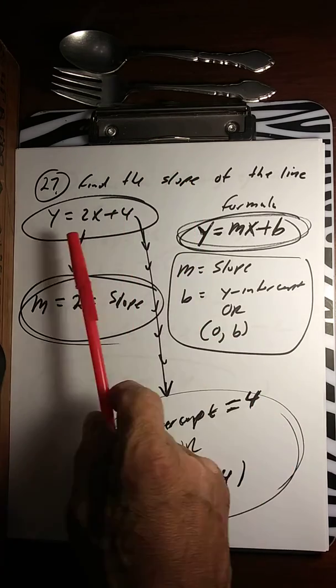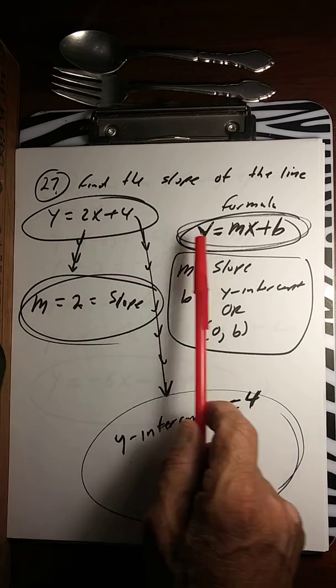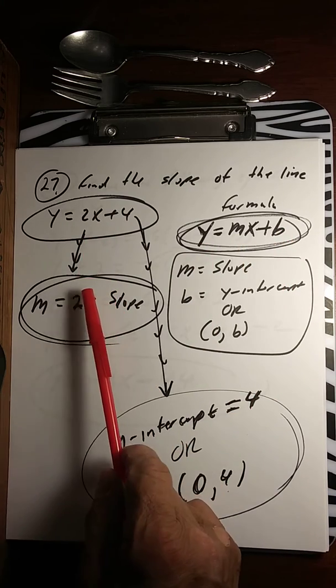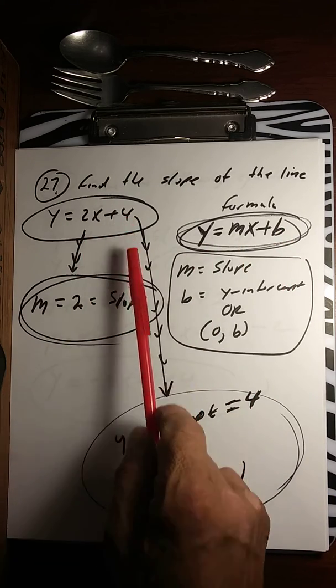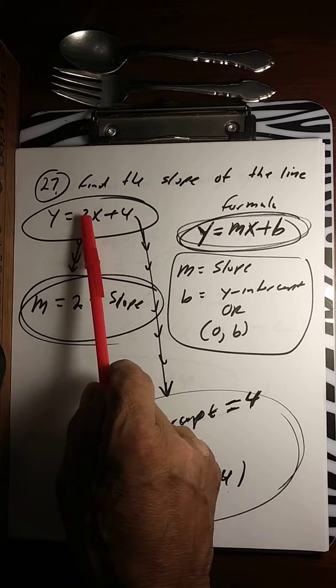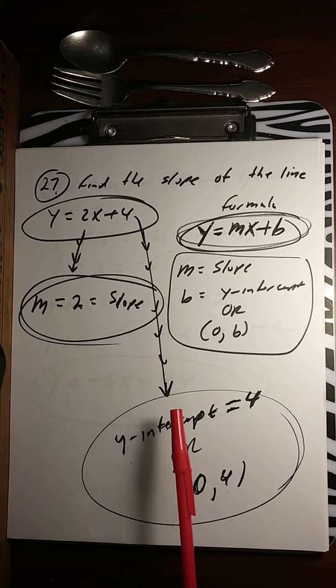Find the slope of the line. So y equals 2x plus 4. That's the same thing as y equals mx plus b. This is the slope and this is the y-intercept. So the slope of this is going to be what? 2. And the y-intercept is going to be what? 4, or 0, 4. So slope, y-intercept, right there.